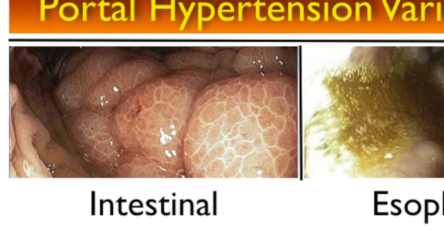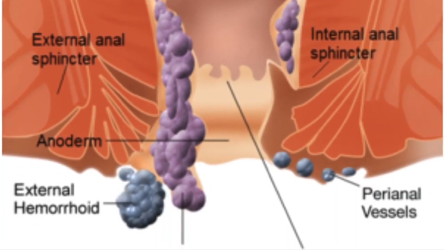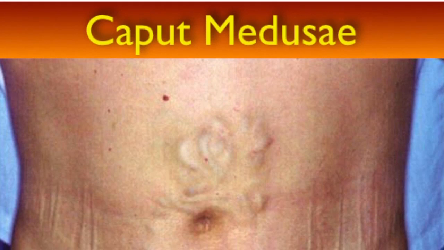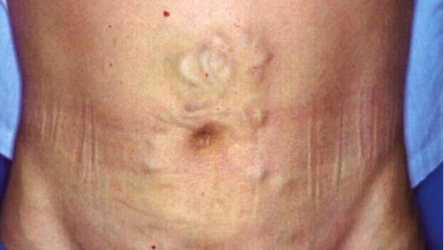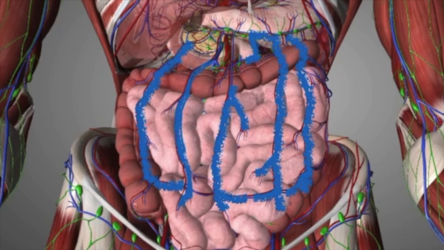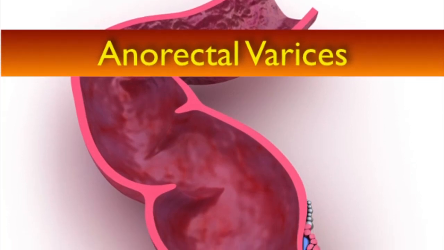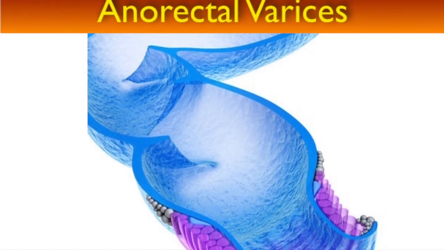Now let's look at the two other portal systemic anastomoses, caput medusa and anal rectal varices. Caput medusa, or Medusa's head, refers to swollen subcutaneous veins on the surface of the abdomen. They can radiate out from the umbilicus, but they can also be seen subcutaneously. Caput medusa results from the portal venous hypertension in the veins that spread out into the subcutaneous systemic veins on the abdomen.